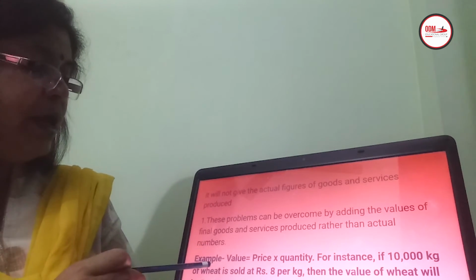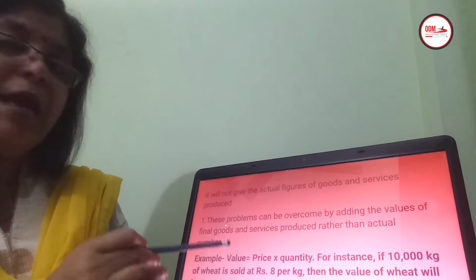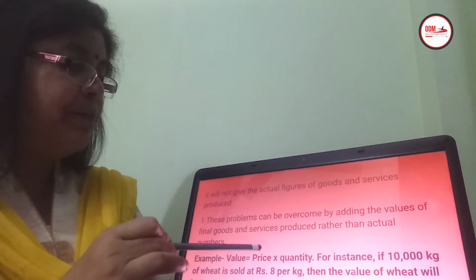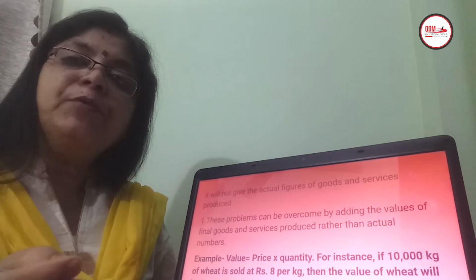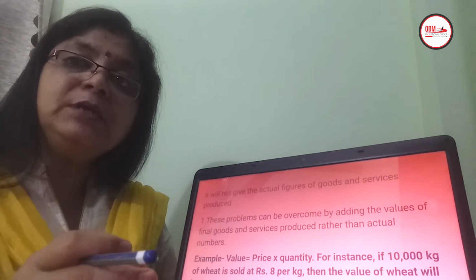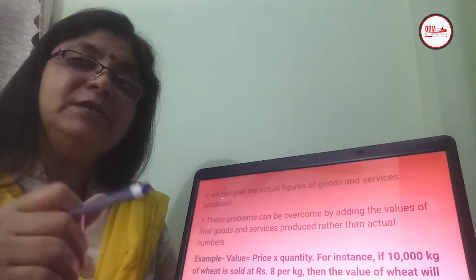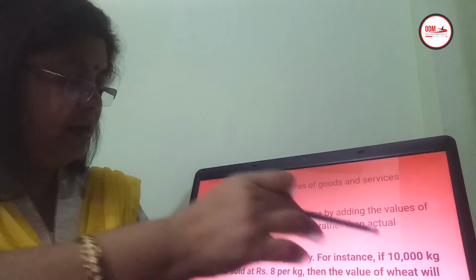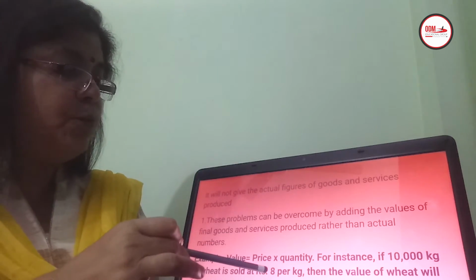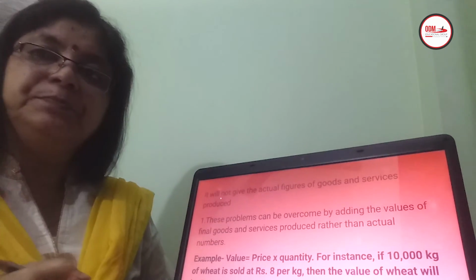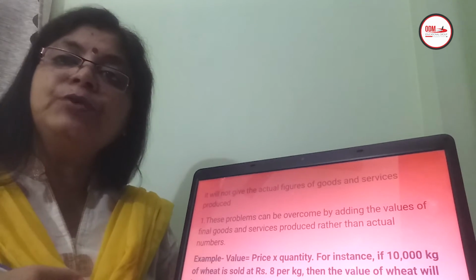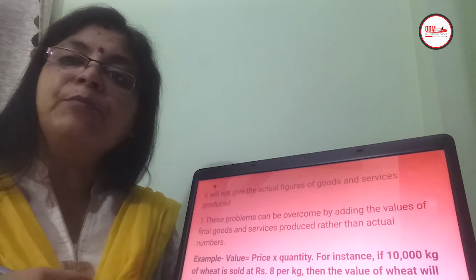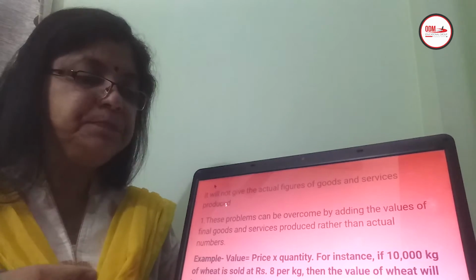So how do we calculate? We have to take the value: the price into the quantity. How much is the production? If there is a production of 10,000 kg of wheat, then 10,000 kg of wheat into 8 rupees will come to 80,000. This 80,000 will be taken into account while counting the goods of the primary sector.